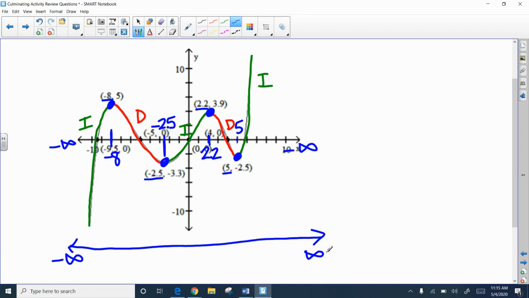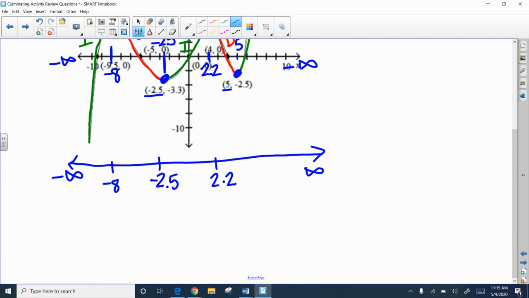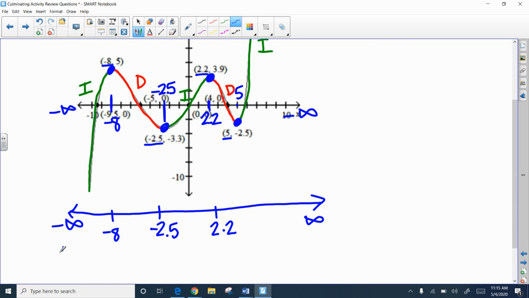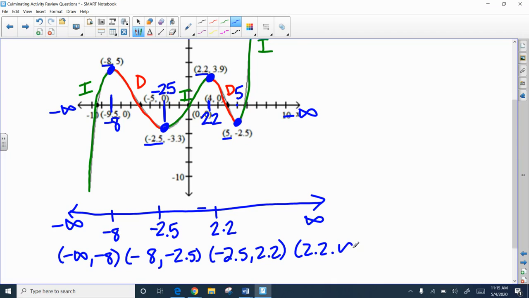If I just draw the x-axis, so I have -infinity and infinity, my x values that I'm looking at are -8, -2.5, 2.2 are my 3 points here, my 3 x values. So my intervals, remember we split this into intervals. We have -infinity to -8 is my first section or interval. -8 to -2.5. The next section is -2.5 to 2.2. And then the last section is 2.2 to infinity.